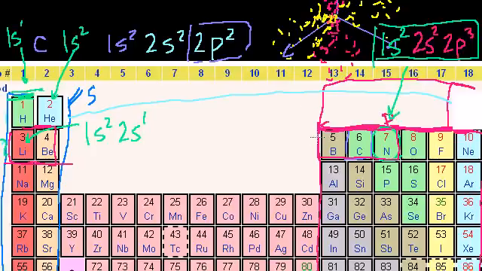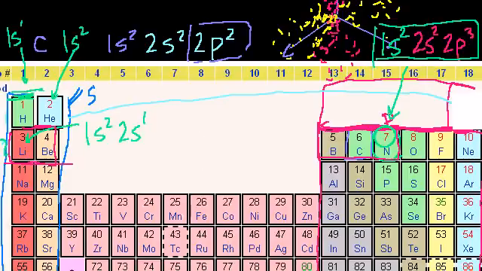And just to make sure you did your configuration right, you count the number of electrons. So 2 plus 2 is 4, plus 3 is 7. We're talking about neutral atoms, so the electrons should equal the number of protons. The atomic number is the number of protons. So we're good, 7 protons. So far, when we're dealing just with the s's and the p's, this is pretty straightforward.